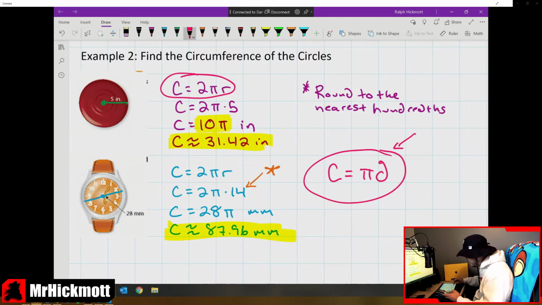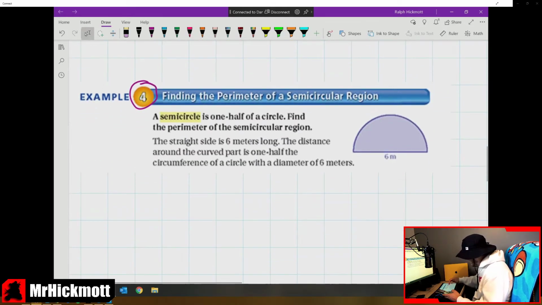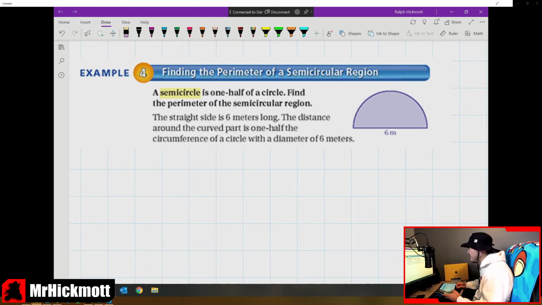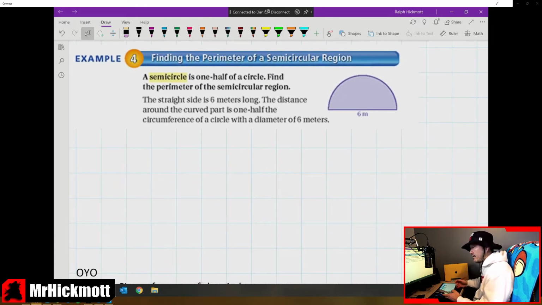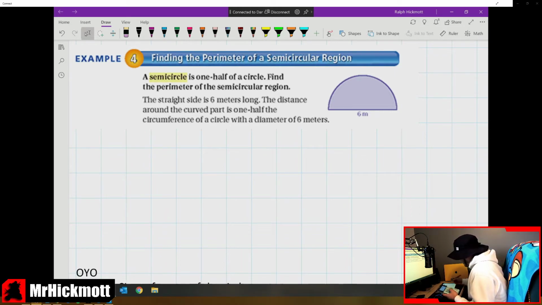All right, here we go. And the last example for today, basically we're going to explore the perimeter of a semicircle. If you look at this semicircle, it is exactly 1/2 of a circle. So what that means is that in a semicircle, if we want to find the perimeter, I'm going to trace on this.